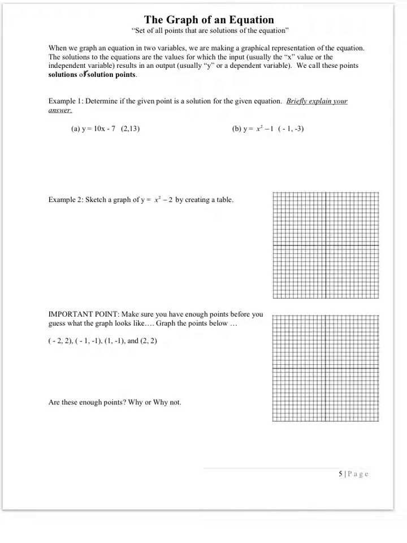Now let's take a look at some graphs of equations. When we graph an equation in two variables, we are making a graphical representation of the equation. The solutions to the equations are the values for which the input, usually the x value or the independent variable, results in an output, usually y, or the dependent variable. We call these points solutions or solution points.